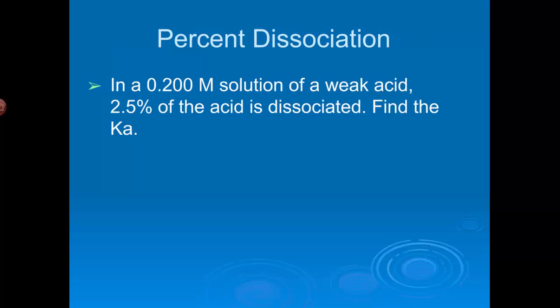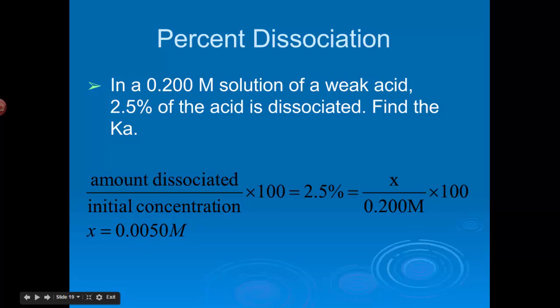All right, what about going the other way? I have a 0.200 molar solution of some weak acid, and it's dissociated 2.5%. Find the Ka of this acid. We're going to go backwards. So what do we know? We know that the amount dissociated over the initial concentration times 100 is 2.5%. The amount dissociated is what we're looking for, that's our X value, over our initial concentration of 0.200 molar. That means our X value is 0.0050 molar.